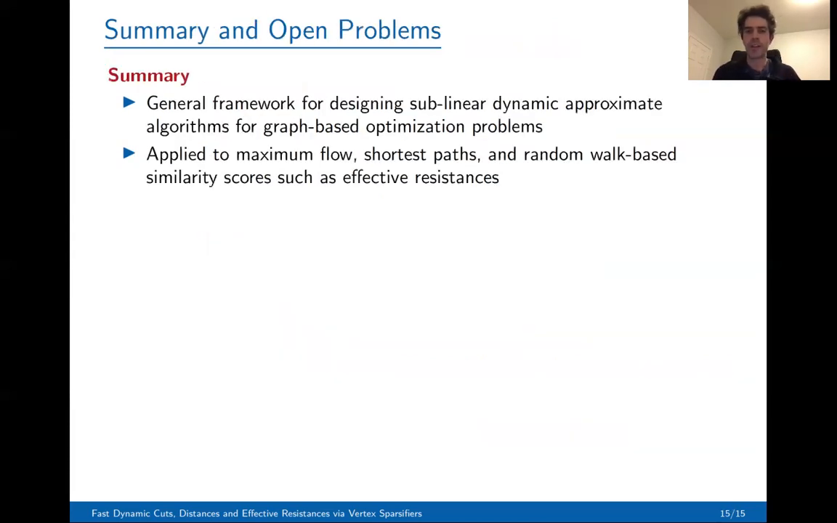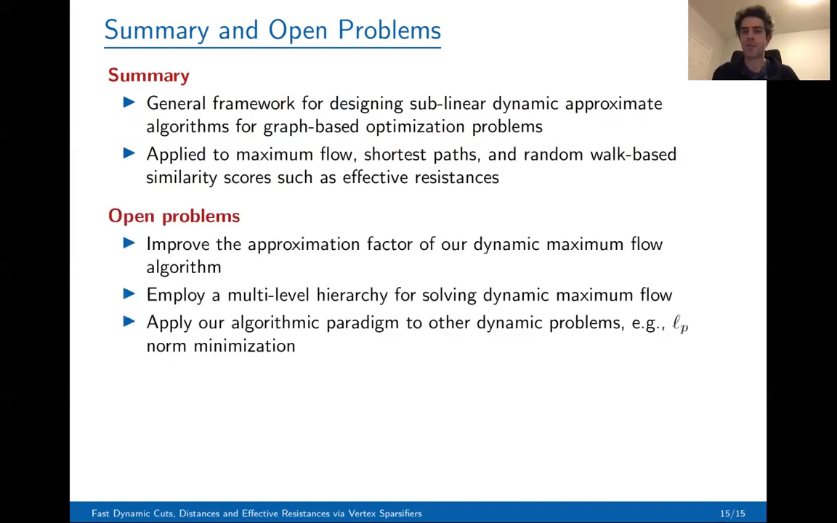So let me summarize. We showed the general framework for designing sublinear dynamic approximate algorithms for graph-based optimization problems, and we showed that important problems that are at the core of algorithm design, like maximum flow, shortest paths, and random walk-based similarity scores, such as effective resistance or commute distance, can be maintained dynamically using this approach.